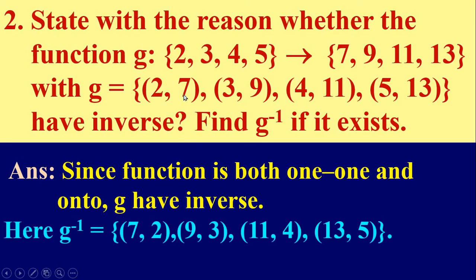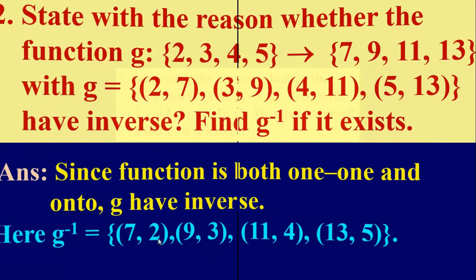Now g inverse is given by (7, 2), (9, 3), (11, 4) and (13, 5). Just you have to interchange these elements. Here it is given g equal to (2, 7), (3, 9), (4, 11), (5, 13). So g inverse is (7, 2), (9, 3), (11, 4) and (13, 5). So in inverse function, 7 is related to 2 and 9 is related to 3 and 11 is related to 4 and 13 is related to 5. So this is g inverse.